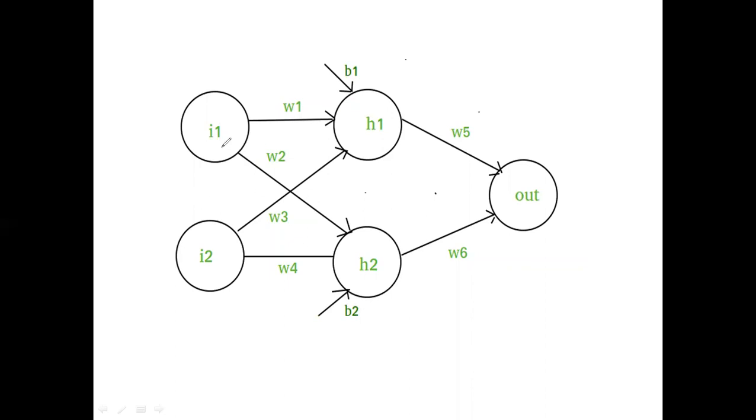This graph has 2 inputs, one is I1 and the second one is I2. These are the inputs to this particular network, from the input layer. This part is the input layer. So these 2 inputs have some weightage, W1, W2, W3 and W4. By calculating with these weights, we will get some kind of output.